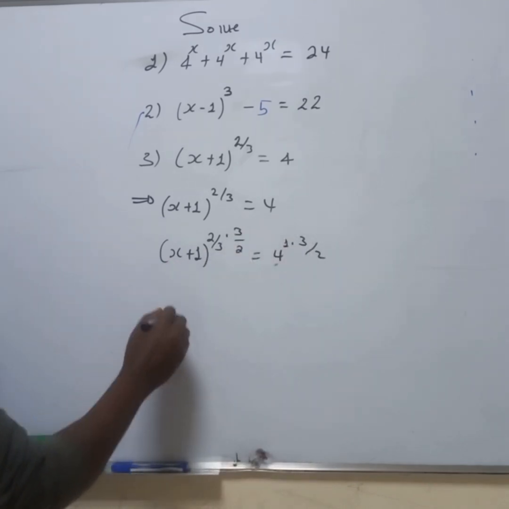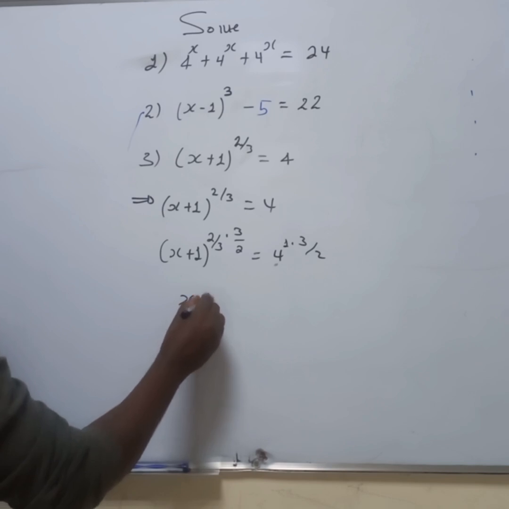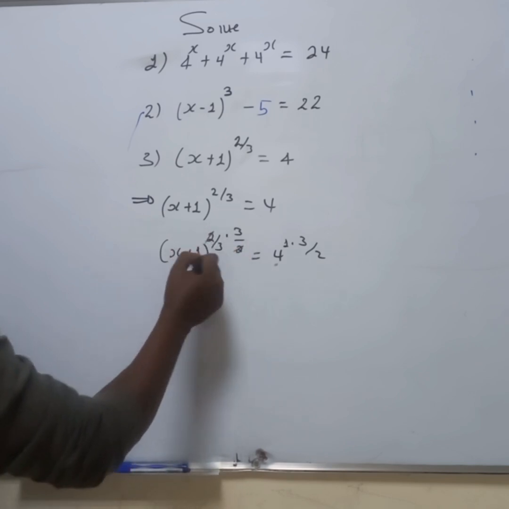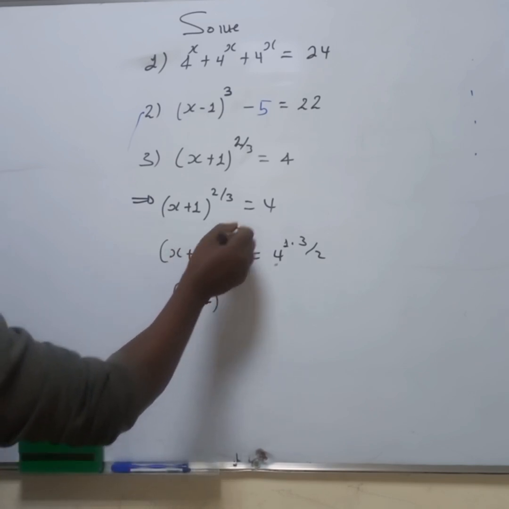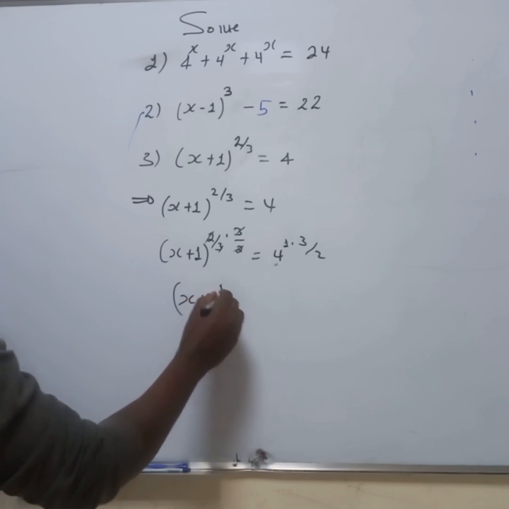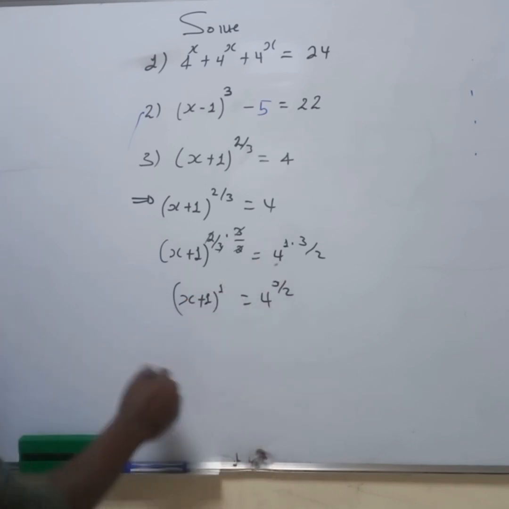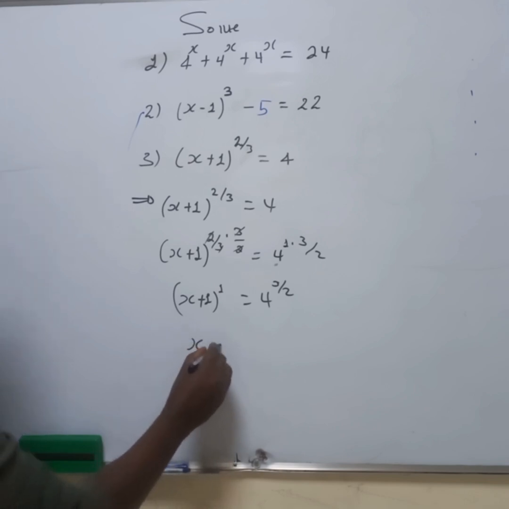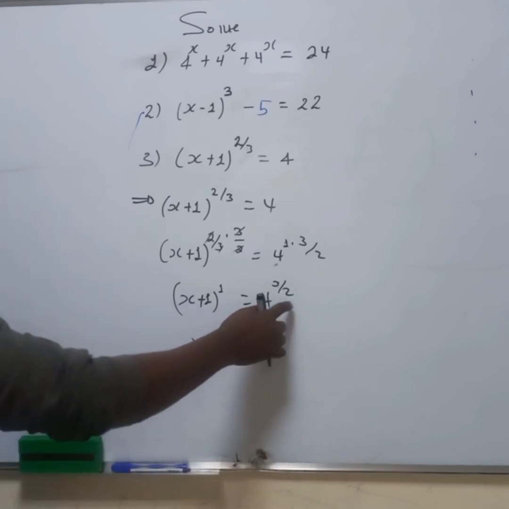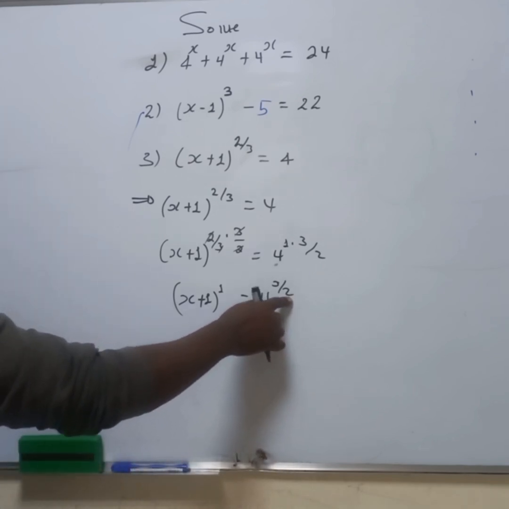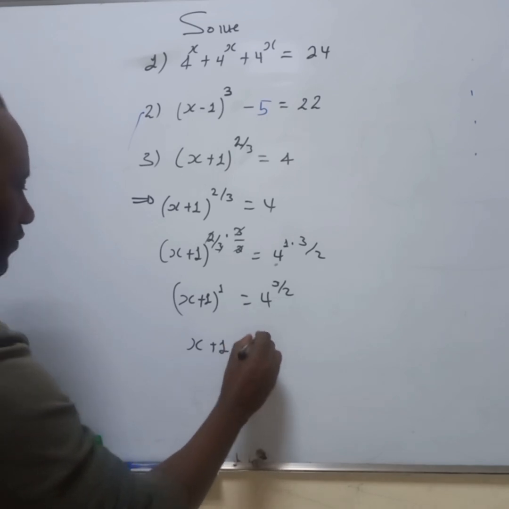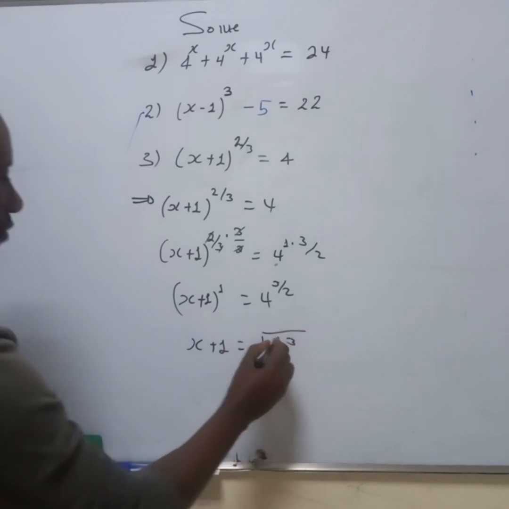So this is going to be x plus 1. The power of this is cancelled by this one, and 3 is cancelled by 3. And what's left? 1. So this is perfectly 4 raised to 3 over 2. So now this means that x plus 1 is equal to, look here, what's the index? The index is already 2. So it is the square root of 4 to the power of 3.